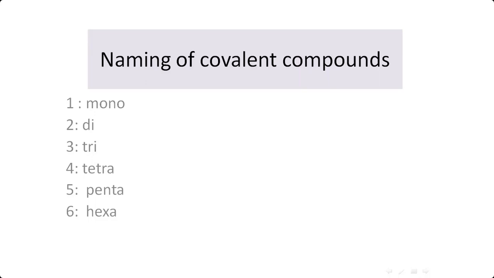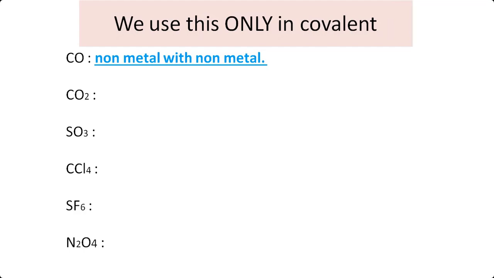But we don't use the English numbers like 1, 2, 3, 4, 5, 6. We use these prefixes. When we say 1, it means mono. 2 means di. 3 means tri. 4, tetra. 5, penta. 6, hexa. 7, hepta. 8, octa, etc. So these are very important parts. I would like to take a beautiful example about these.